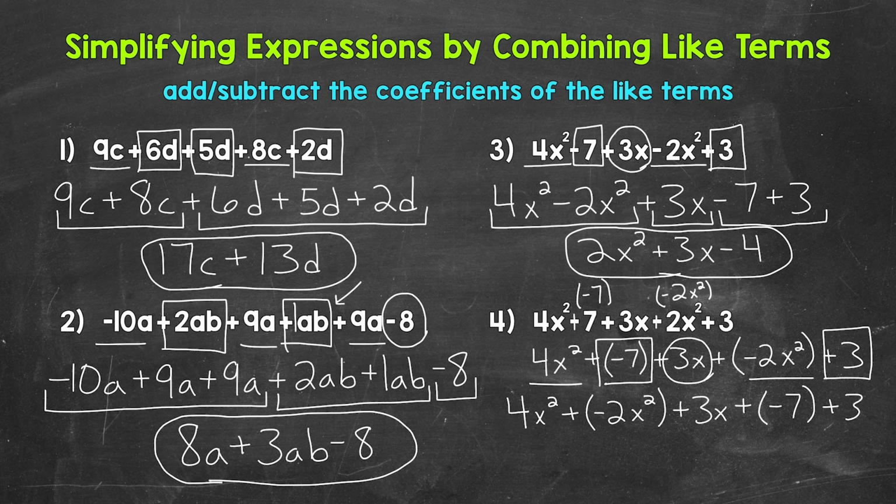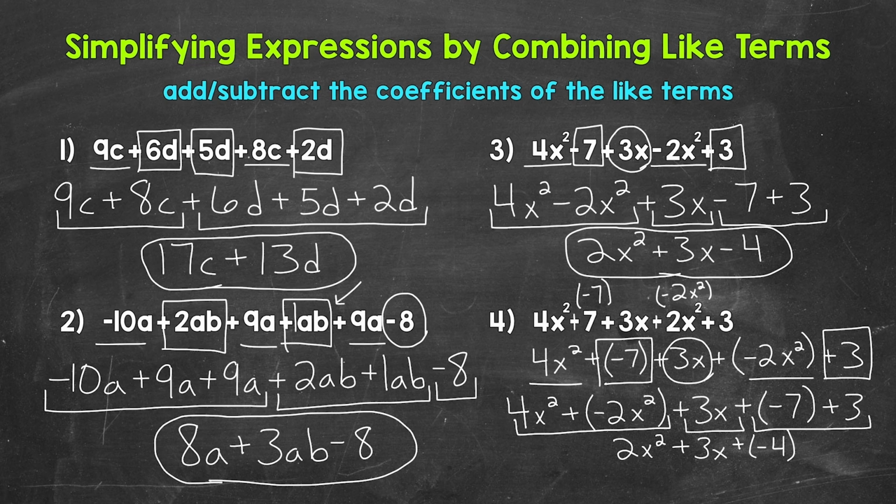Now we can combine like terms. We have 4x squared plus negative 2x squared. 4 plus negative 2 is 2, so we have 2x squared plus 3x plus negative 7 plus 3. Negative 7 plus 3 is negative 4. So plus negative 4. Now this is correct, but we can clean this up a little bit, so to speak.